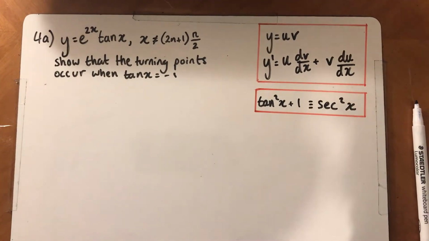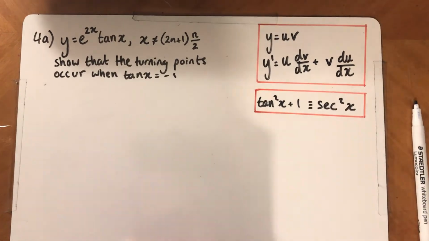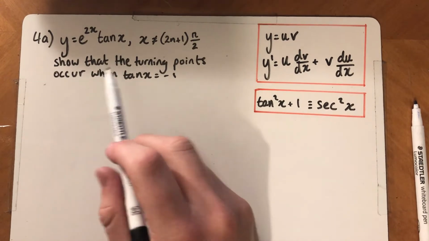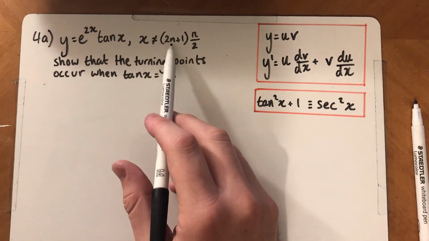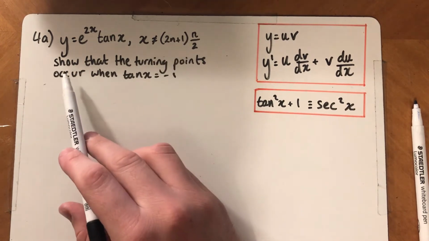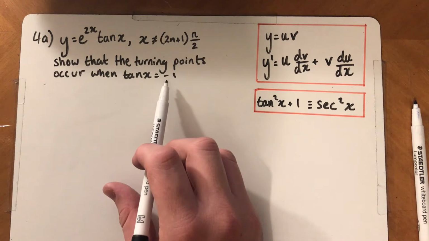Hi. So for question 4a, we've been told that y equals e to the power of 2x tan x, and x does not equal any odd number multiples of pi over 2. We've been asked to show that the turning points occur when tan x equals -1.